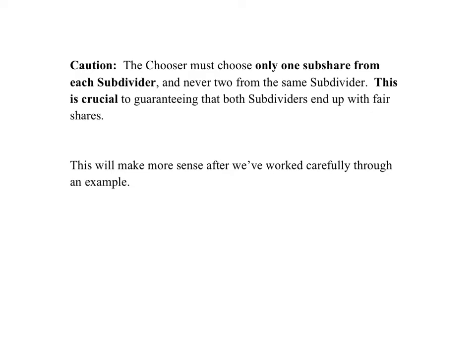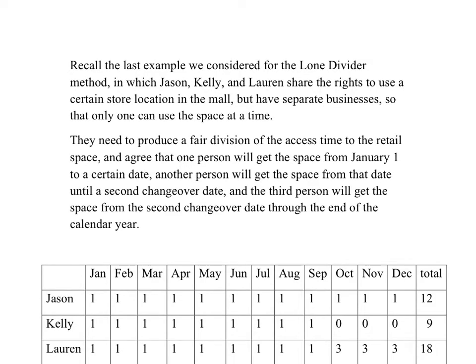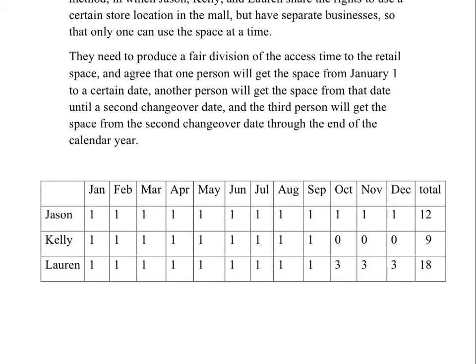Okay, so let's see how this plays out in an example. For the sake of familiarity, and because the numbers work out reasonably nicely, let's look again at the same example we were looking at before for the lone divider method, the example in which Jason, Kelly, and Lauren are splitting up a timeshare situation. They share the rights to use a certain store location in the mall, but they have separate businesses, so only one can use the space at a time. And as usual in these types of problems, we agree in advance January 1st will be one of the turnover dates. Their preferences are exactly as they were before.